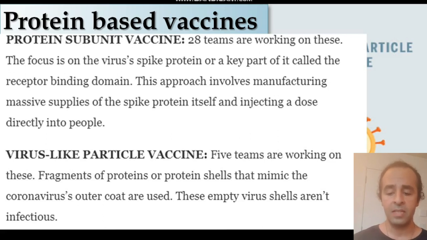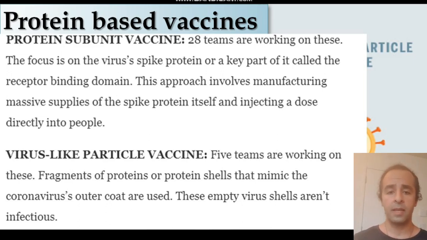And the next method is the virus-like particle vaccine, in which they use a fragment of the protein, which mimics the coronavirus outer coat, to introduce to our body, to start signaling to our body that it is invaded, so it produces antibodies and gets immunity.